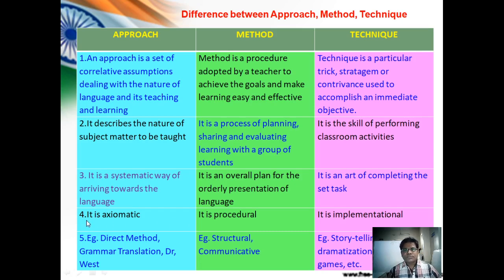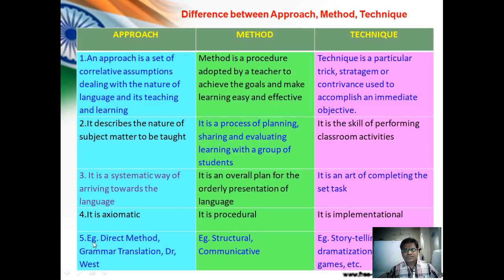Then the fourth one is known as axiomatic. Approach is always axiomatic, whereas method is the procedural part of teaching and learning, and technique is implementational only. Means whatever tasks are there, we have to implement as a teacher to make them understand, okay, to give the exposure to the students in the particular class.